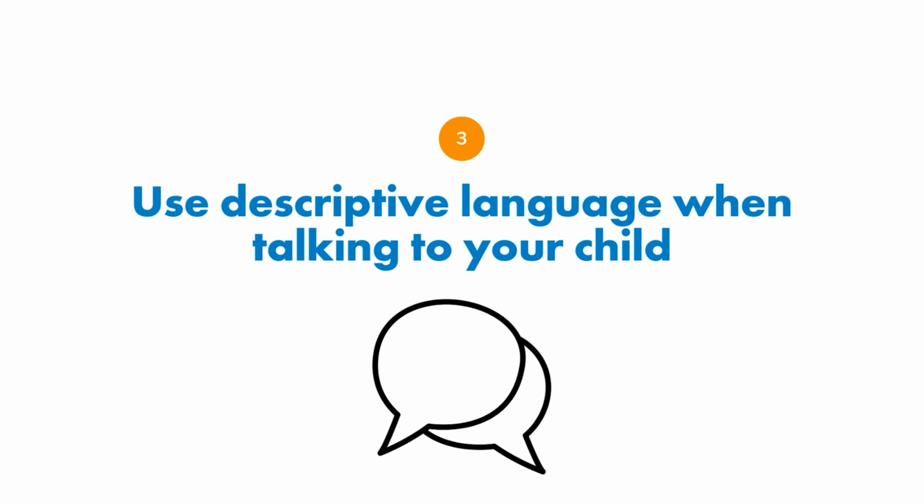Mm-hmm. Tip number 3 is to use descriptive language when you're talking to your child. I'll never forget, I was hanging out talking with some of my neighbor friends, and we all have kids the same age. When I made a comment about how I talk out loud in front of my kids all the time, especially when they were younger, she was like, wait, what? You talk to your kids? You talk out loud? And I was like, I literally narrate everything I do.